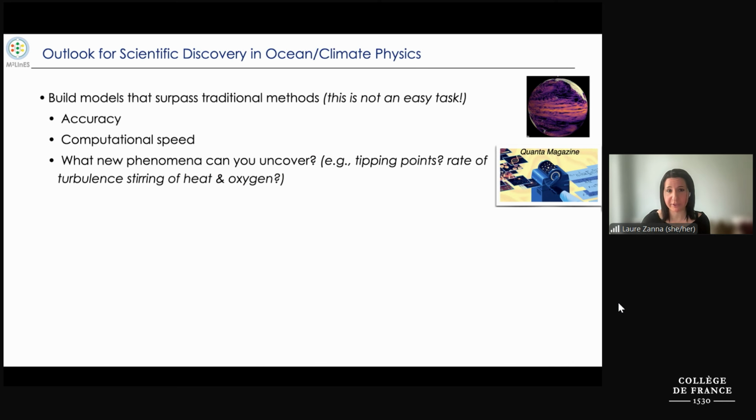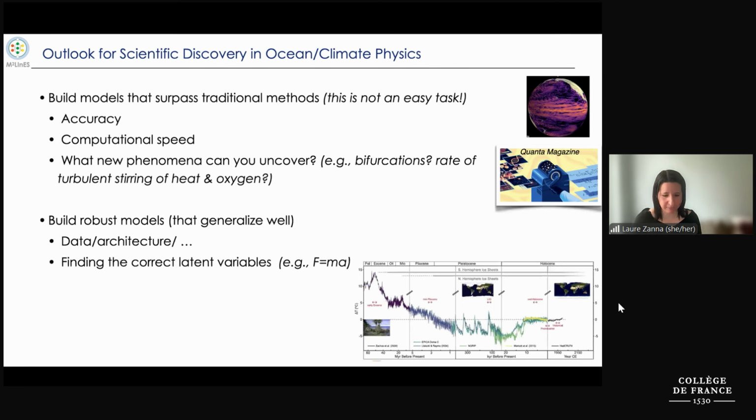But I think it's an exciting time, right? Just to be clear, it is such an exciting time. And we want those models to be robust, right? As I say, we want them to generalize well. There's a lot of talk about how to do that. Is there enough information in the data? Do you need a perfect architecture? Or do you need this hybrid physics plus ML? There's a lot of it. There's one that we all think about a lot, which is finding the right latent variables in some ways, right?